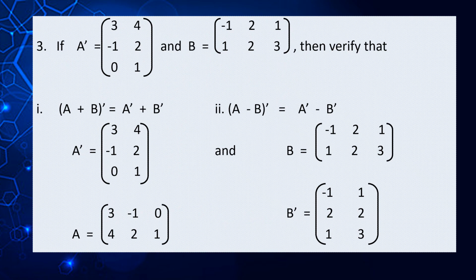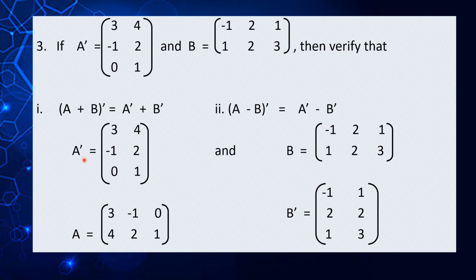Third question is, if A transpose is the given matrix and B transpose is this given matrix, then verify that first part, A plus B the whole transpose is equal to A transpose plus B transpose, and second part, A minus B the whole transpose is equal to A transpose minus B transpose. So first we will write both given matrices, that is the matrix of A transpose and B transpose. You have to focus on this part. This is A transpose and this is B.